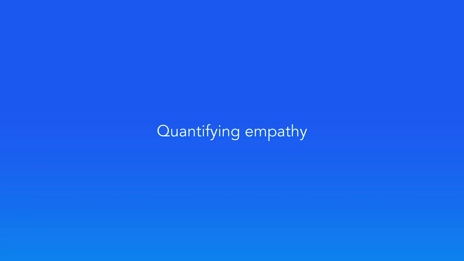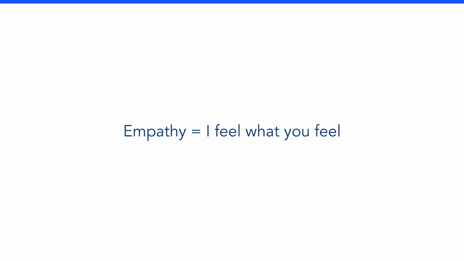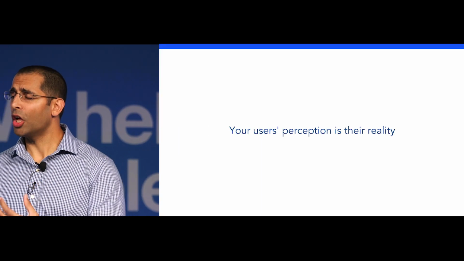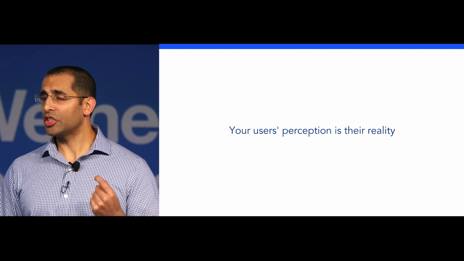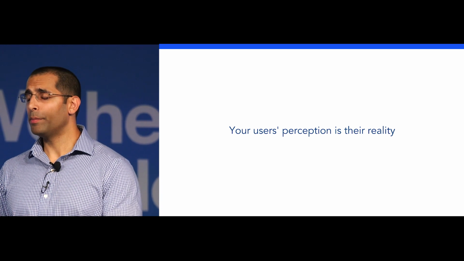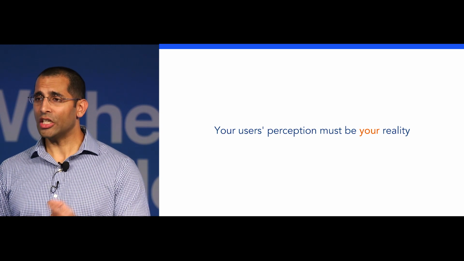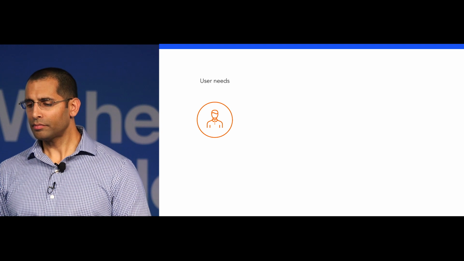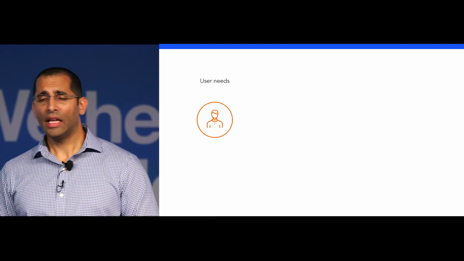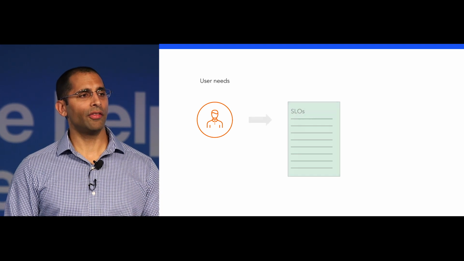You can quantify empathy to help solve this problem. So empathy means I feel what you feel. And it means acknowledging that your user's perception is their reality. And since your users are the people you're trying to serve, that also means that your user's perception must be your reality as well. You've got user needs, and you can channel those into service level objectives.